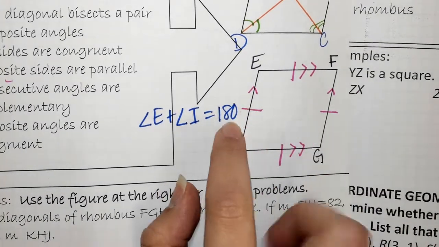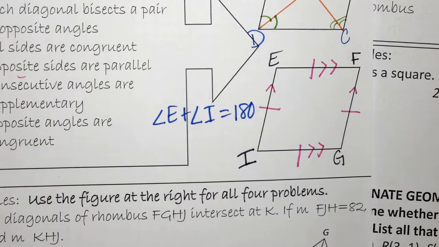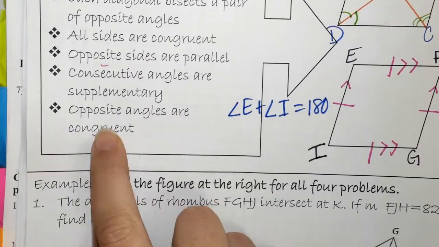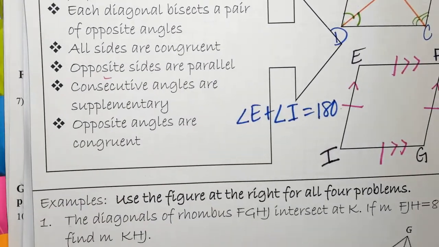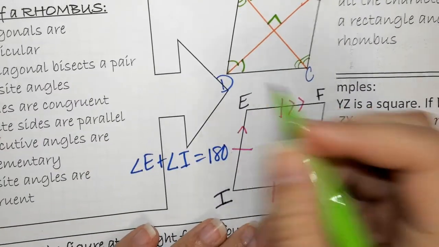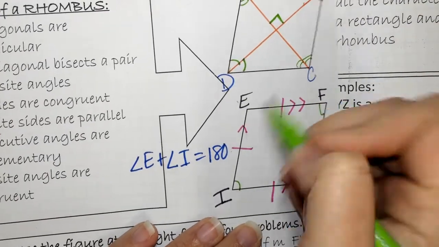Now, you don't set sides equal to 180. You also don't set them equal to what? 90. What do you set equal to 180 or 90? Okay, hallelujah. Now, what does it tell us about opposite angles? So what kind of rainbows would I put on F and I? One rainbow. And what kind of rainbows would I put on E and G?